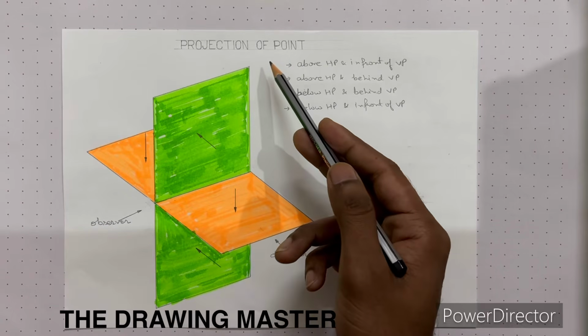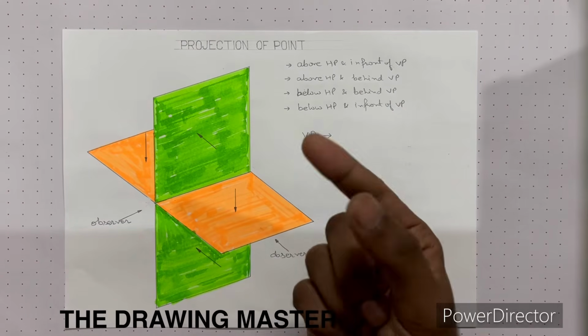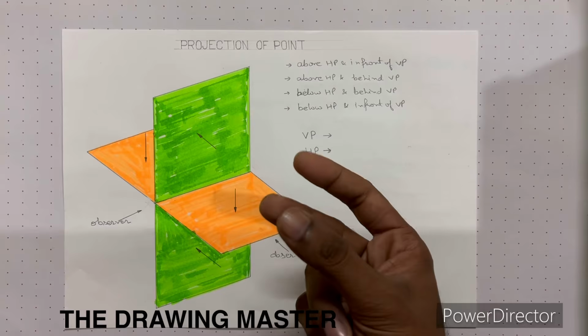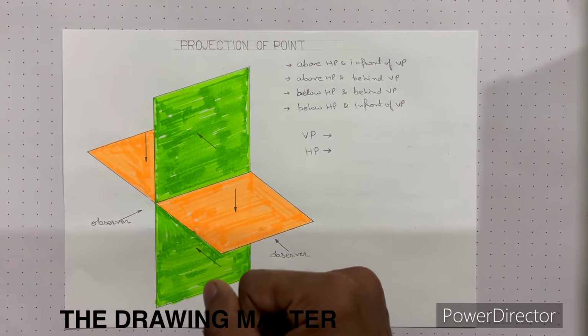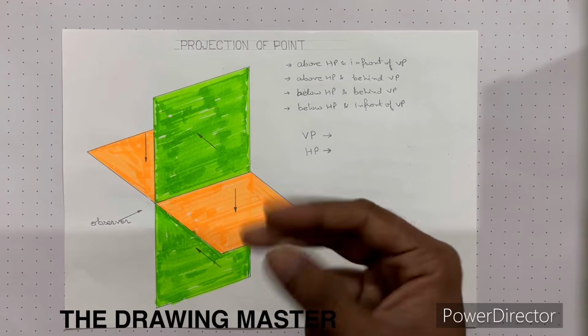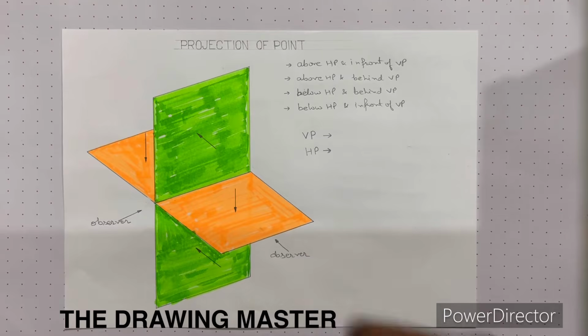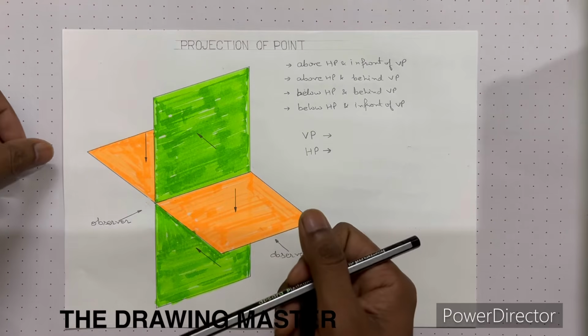See, in projection of point, two things are there only. The first one is the concept and second one is the drawing, right? So first let's see the concept and then we'll discuss the drawing. Both the parts are very important. First one is concept and second one is the drawing. So let's see the concept part.